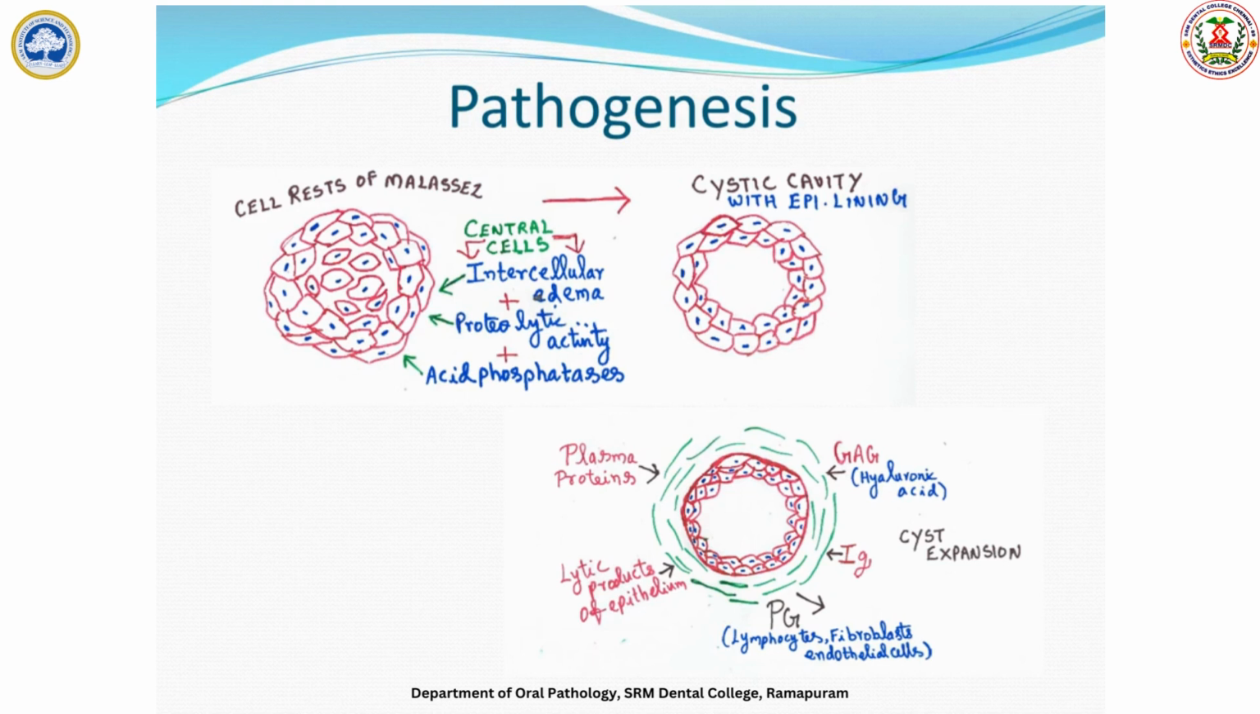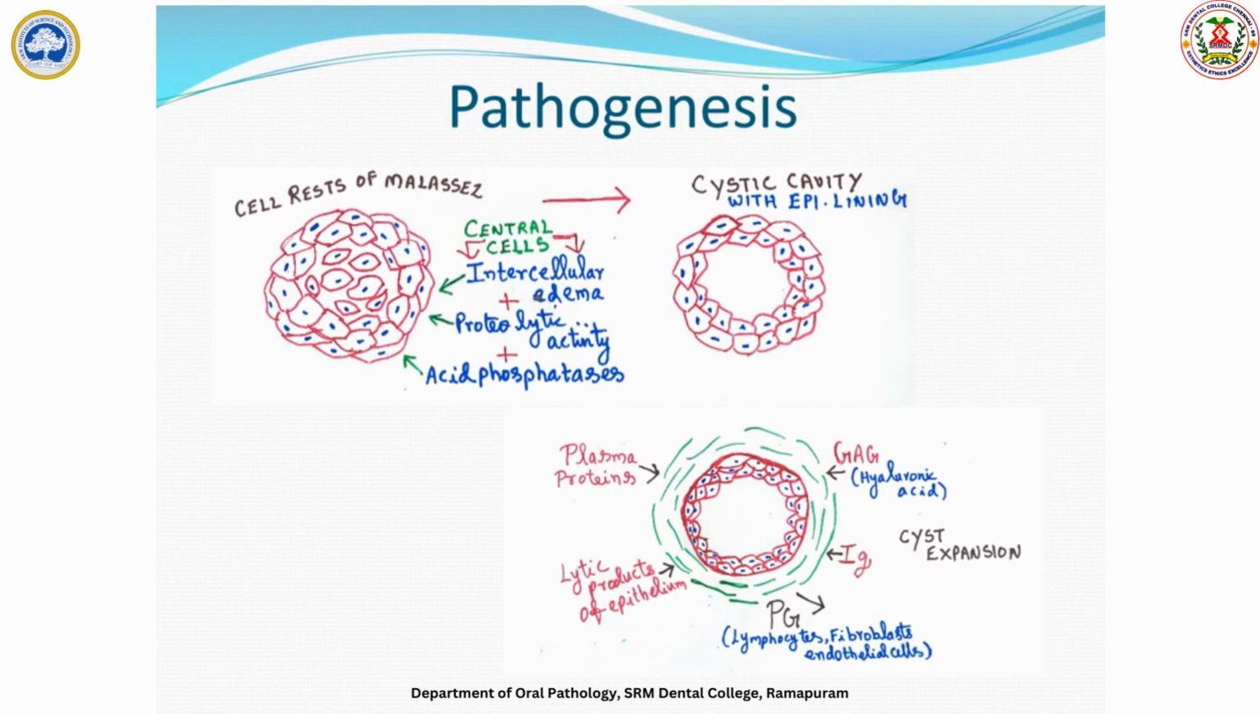How this etiological agent causes the cyst, that is the pathogenesis. So the inflammation in the periapical region makes the epithelium, that is the cell rest of Malassez, proliferate. As the cells proliferate, what will happen? When the island or aggregate of epithelial cells multiplies, it enlarges. So in this process, what happened? Earlier it was a small group of cells. After multiplication, it becomes a larger group of cells.